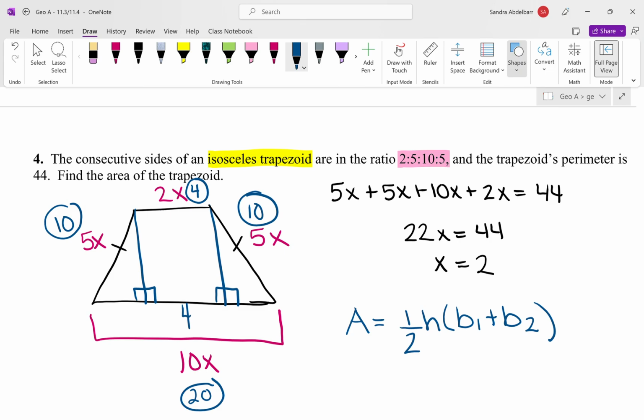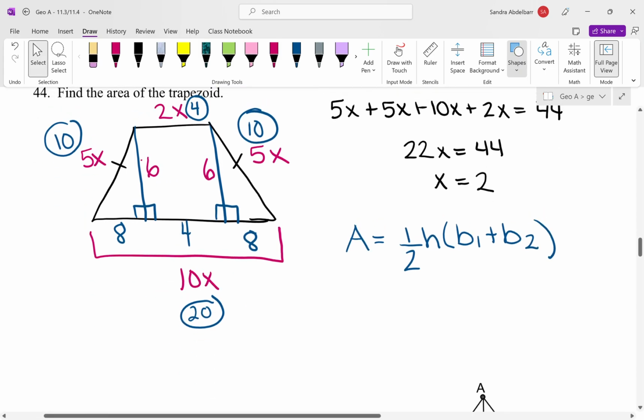What does that mean for each base of the triangle? 8, and 8. Now, we have an 8 and a 10. This is a triple times 2. Does anybody know the missing side? 6, because it's a 3, 4, 5 times 2. Do we now have the height? Yes. So now let's plug in.